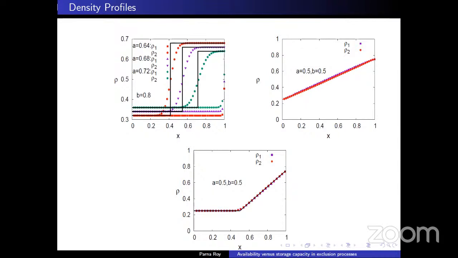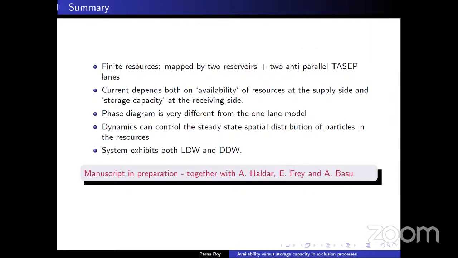Now, I will summarize. So here I have mapped the finite resource TASEP model by two reservoirs, finite particle reservoirs connected by two antiparallel TASEP lanes. Here current depends both on availability of resources at the supply side and storage capacity of the particles at the receiving side. Here the phase diagram is very different from the one-lane model, and we can see that dynamics here can control the steady-state spatial distribution of particles in the two reservoirs. Here the system exhibits both localized domain wall and delocalized domain wall.